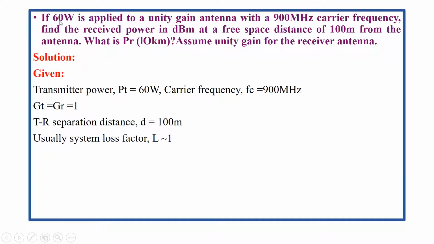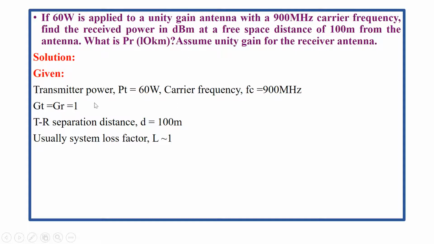Second problem: if 60 watt is applied to a unity gain antenna with a 900 megahertz carrier frequency, find the received power in dBm at a free space distance of 100 meter from the antenna. What is the power received at 10 kilometer? Assume unity gain for the receiver antenna.